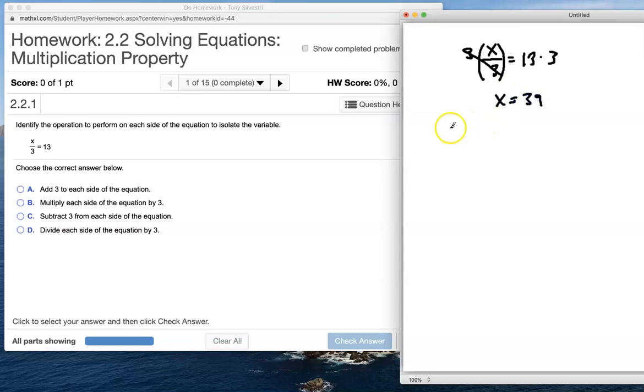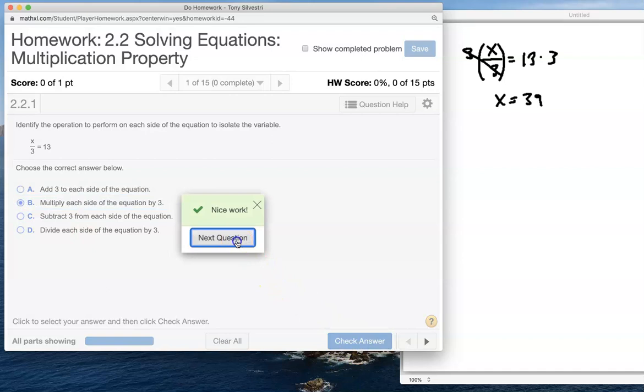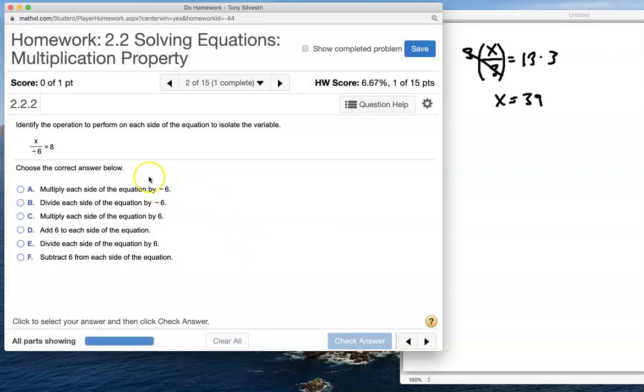Unfortunately, they don't really want the answer. They want us to tell us what to do. What we just did was we multiplied each side of the equation by 3. I don't know why they don't want the answer, it's not hard, but that's what we did. So what do you think you're going to do here?